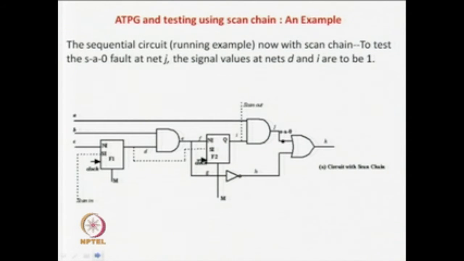So, if there are n flip flops, you require n number of bits to control the flip flops. We will see whether we can decrease that, and many other things we will try to see about the scan chain today. First we will start with an example.